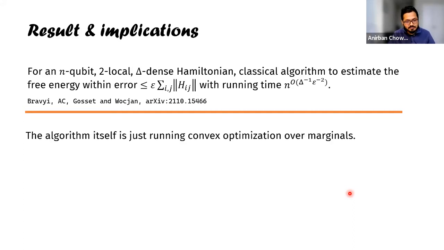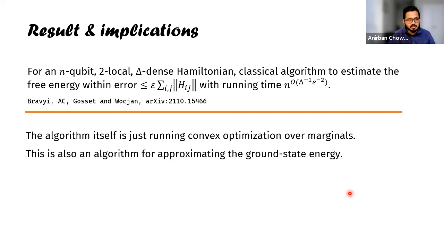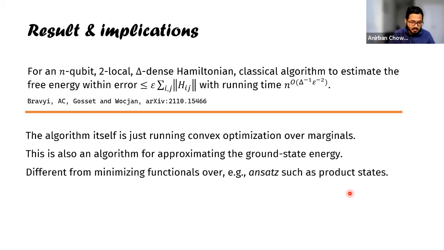The algorithm itself just runs convex optimization over sets of marginals. The rounding is just to show a rigorous error guarantee. Further, if you forget the entropy part, this also gives an algorithm for approximating the ground state energy of this Hamiltonian. It's somewhat different from previous work, in that previous work basically goes by showing that there exists a product state and then optimizes over the set of product states to find that one to give a good approximation. Here, we have, in some sense, a more direct algorithm. So that's what I say in this slide.